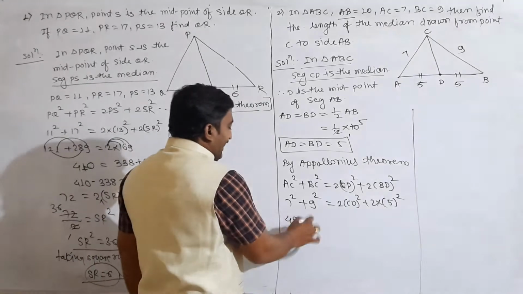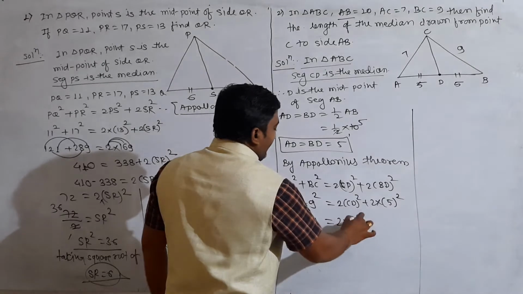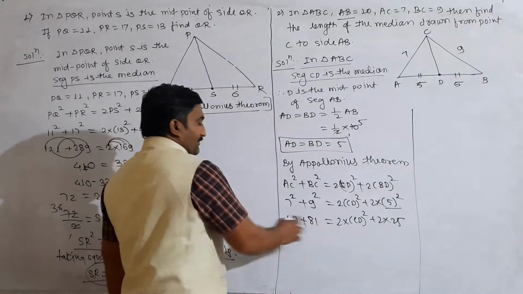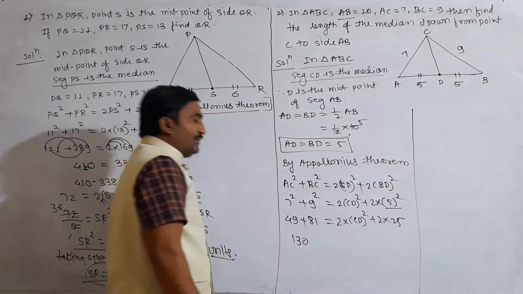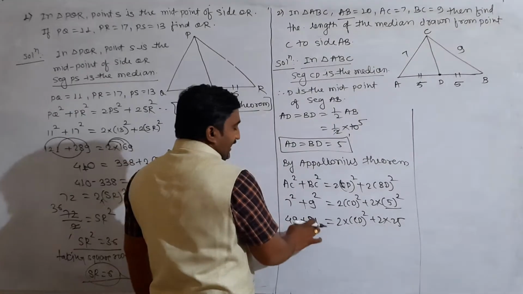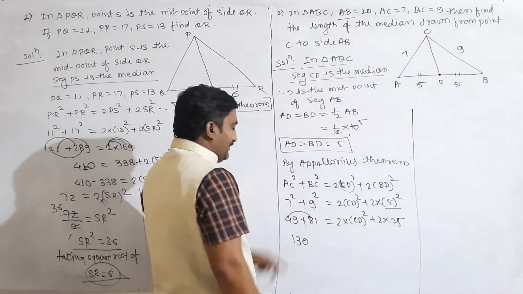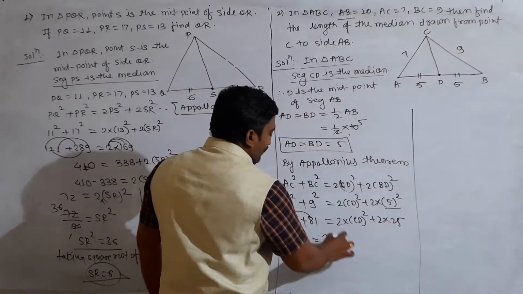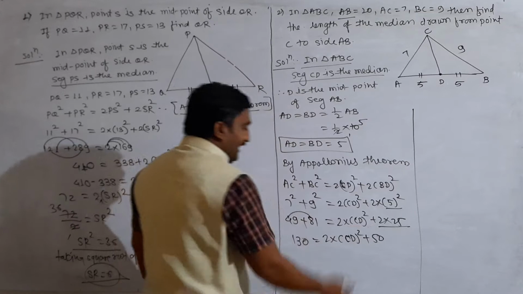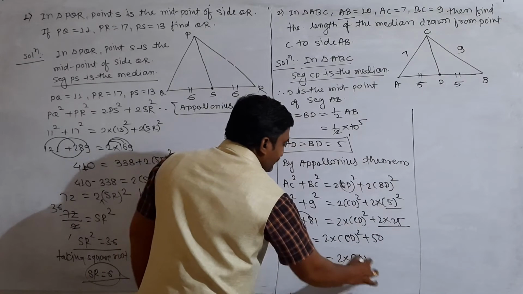7 square is 49, 9 square is 81, which is equal to 2 into CD square plus 2 into 5 square, that is 25. By addition of these two, 49 plus 81 is 130, which is equal to 2 into CD square plus 25 twos are 50. This plus 50 goes to the other side as minus, so minus 2 into CD square.